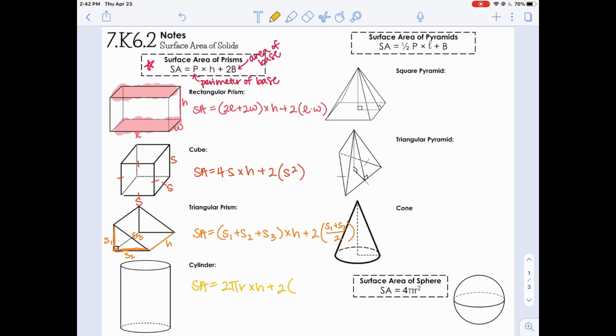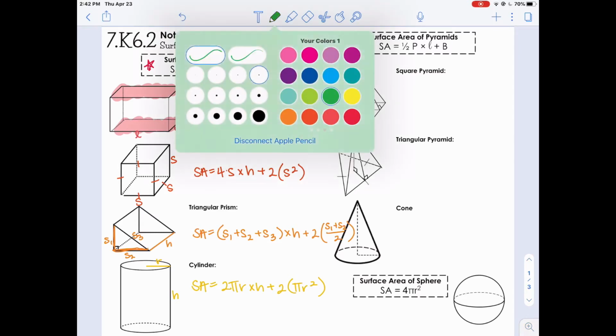So finding the area of the base is pi r squared. So here we need the height and the radius, and we can find the surface area. Okie doke. So those are all of the prism formulas. Obviously there are many more prisms, but we're going to be sticking to these main 4. And next we're going to take a look at pyramids.